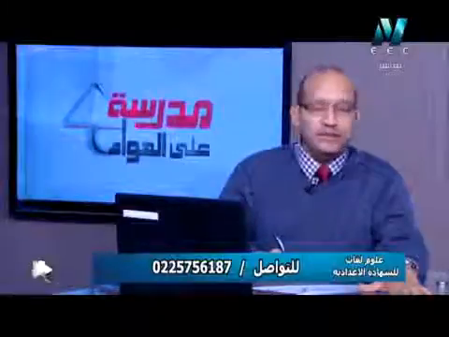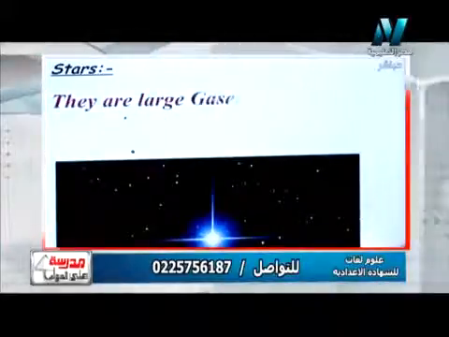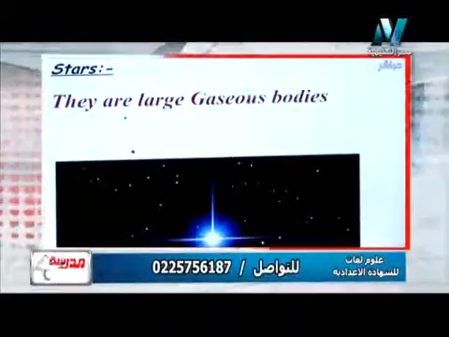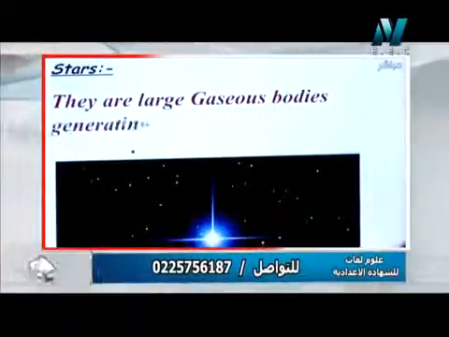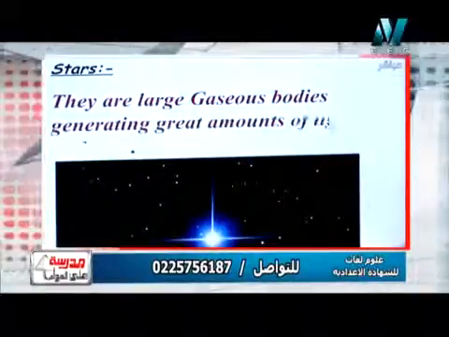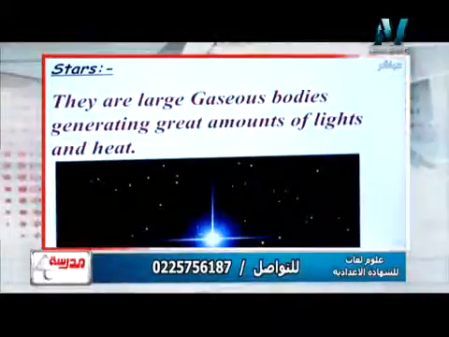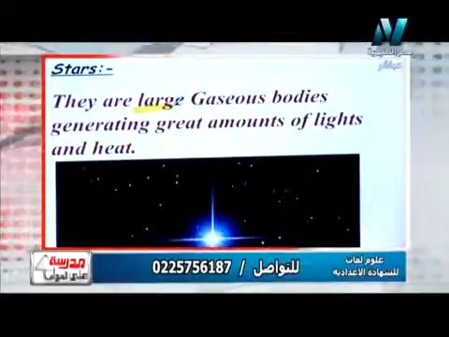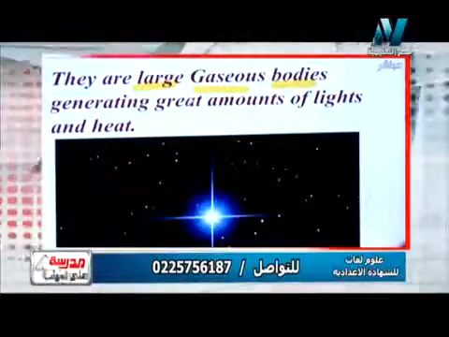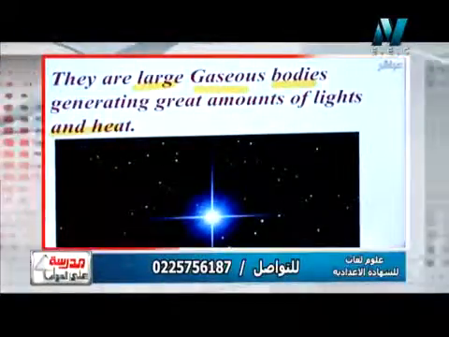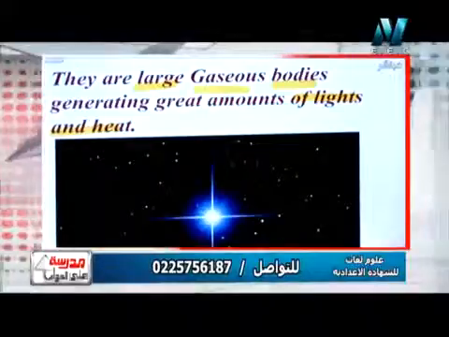So here, dear students, as you see here, we have stars. They are larger gaseous bodies, أجسام غازية. Larger gaseous bodies. Stars generating great amount of light and heat. يبقى الستارز هي النجوم، large gaseous bodies أجسام غازية made of gases, great amount of light and heat. بتطلع great amount of light and heat. We know now the stars اللي هي النجوم يعني.